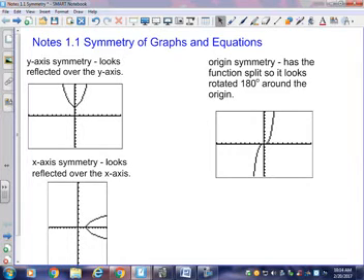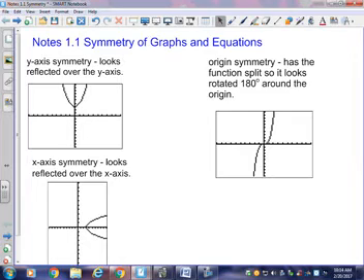It looks like you could fold it up like a butterfly and both sides would be the same. Same thing with this x-axis symmetry. I can fold it up on the x-axis and it will look the same because those are reflections. The left and the right are reflections of each other.